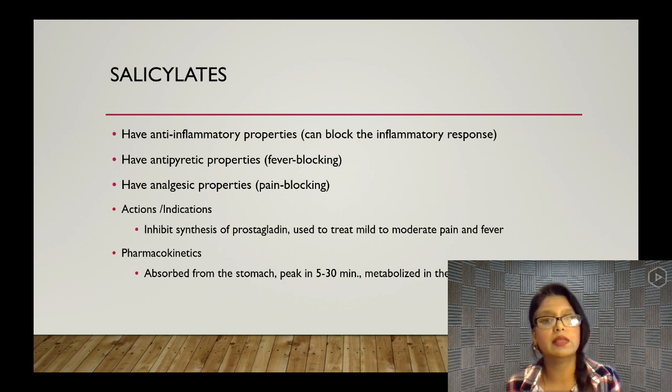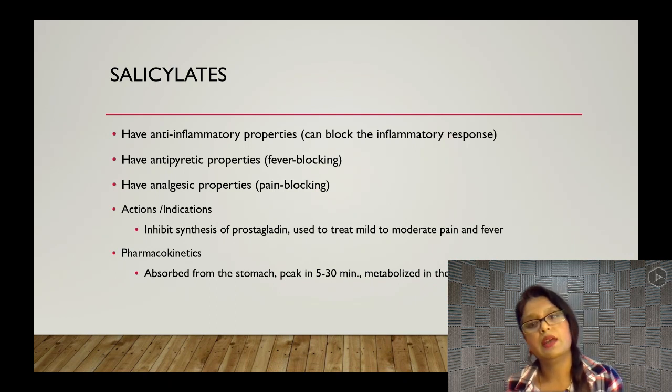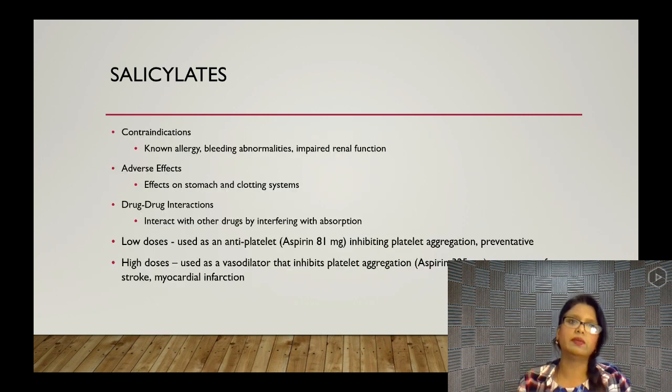Pharmacokinetics: they're absorbed from the stomach, peak in 5 to 30 minutes, and are metabolized in the liver. Remember, all medications are metabolized in the liver and excreted in the urine. That's just general for all medications.